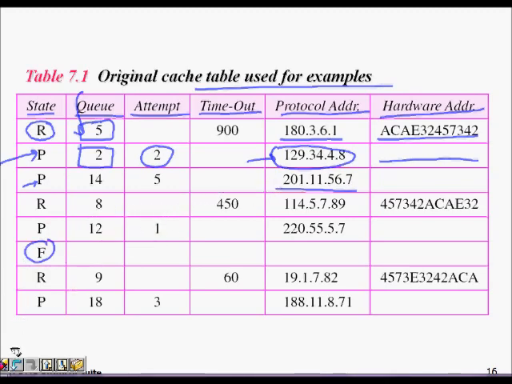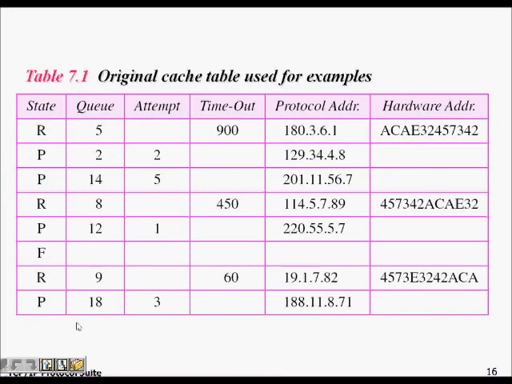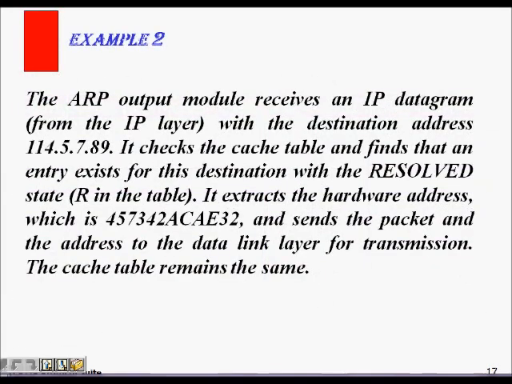So let's try to see. We have a few interesting questions here. First one: what happens when our ARP output module receives an IP datagram? It gets an IP packet with destination address 114.5.7.89. It checks the cache table to see if it has the MAC address for this one. If it has, it can forward it to that particular queue.